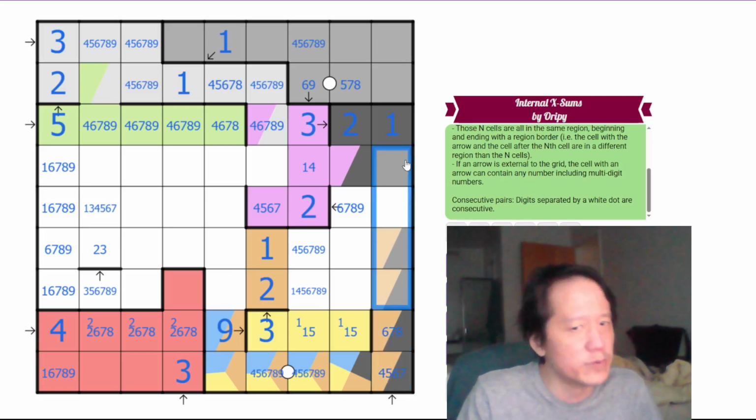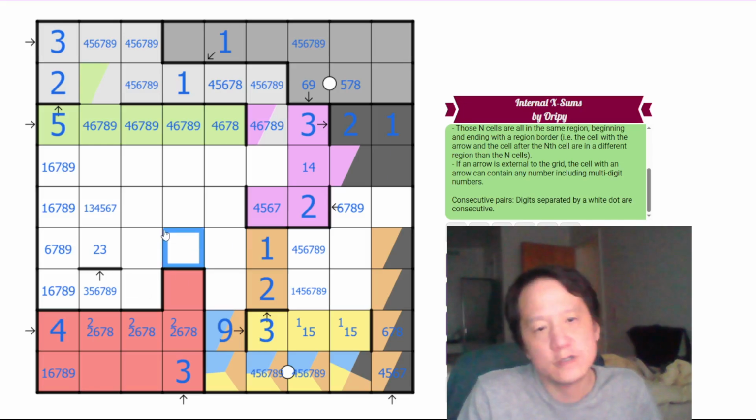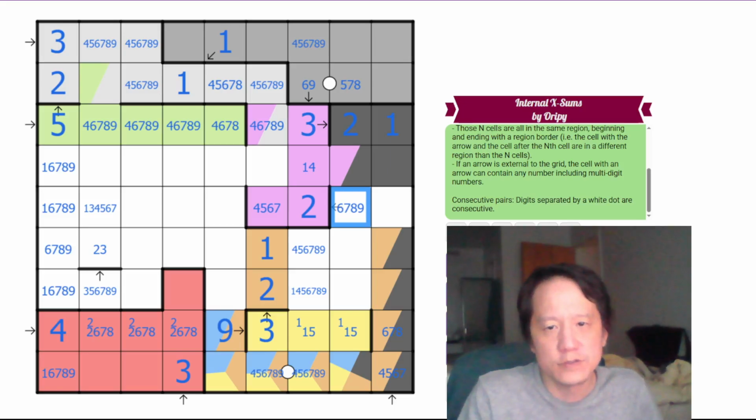It's probably dark would be my guess. But we don't know. This is a separate region. So this is dark or orange or yellow. Yellow, yeah, this is at least 4. It's 4 through 7 here.